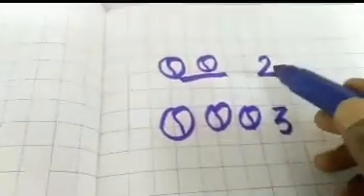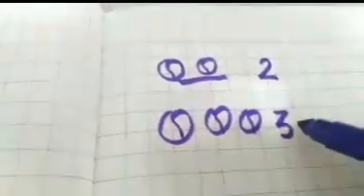So among 2 and 3, number 3 is bigger. So I have circled number 3.